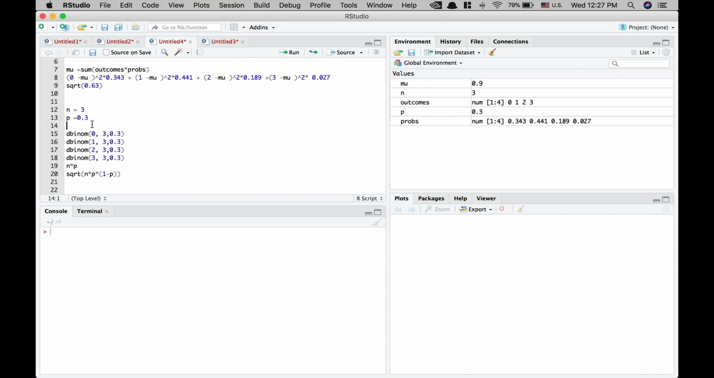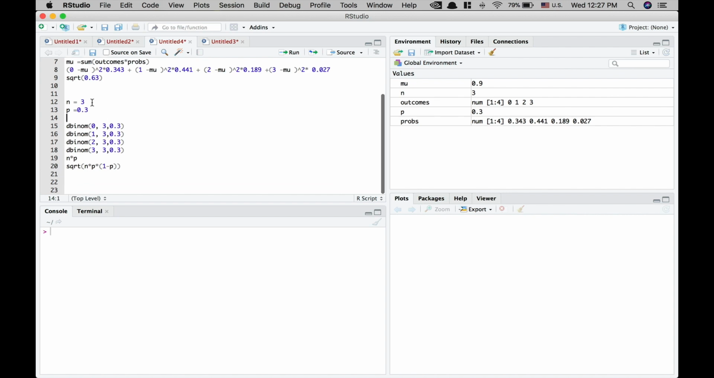So if you don't believe me, you can calculate this yourself. This gives you the probability of y equal to 0, and this should be equal to 0.343, which is calculated by the textbook. So as you can see here, it's the same. And if you calculate the probability of y equal to 1, which is 0.441, that's the same as the textbook. And you can do the rest of the two.